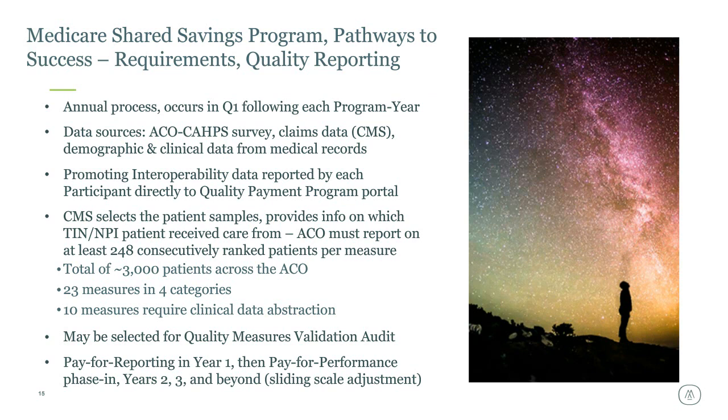So this slide's about quality reporting. It's an annual process. We do it in Q1 following each program year, which is each calendar year. Data comes from an ACO CAHPS survey that's done by a vendor, and then some of the measures are claims-based, so CMS just calculates those and tells us how we're doing, and we also get quarterly reports on those too. And then there is a data abstraction process of demographic and clinical data coming from your medical records. That is something I have a lot of experience with and can help either execute or advise on.